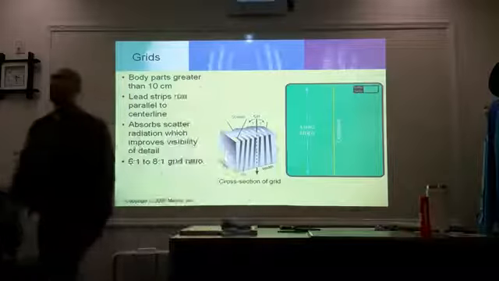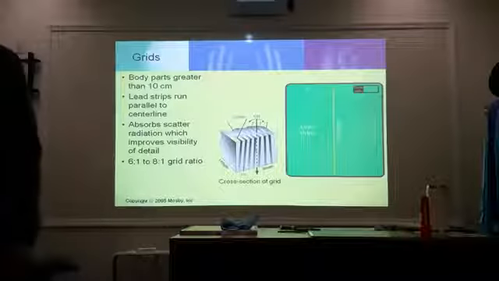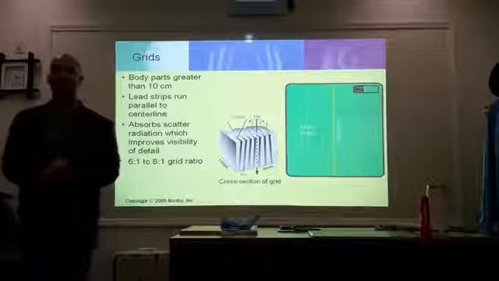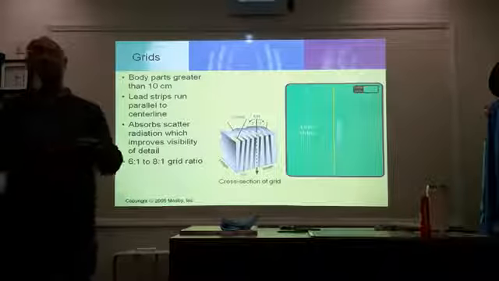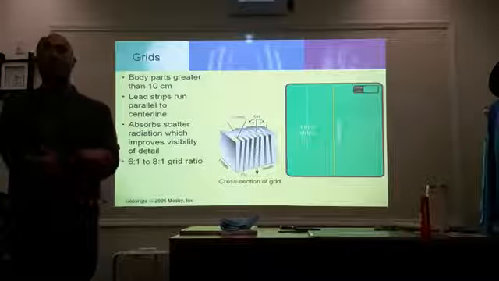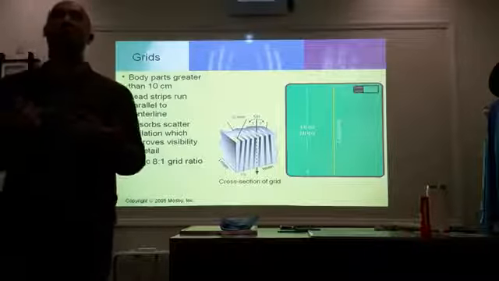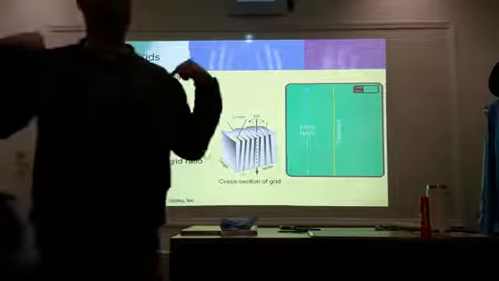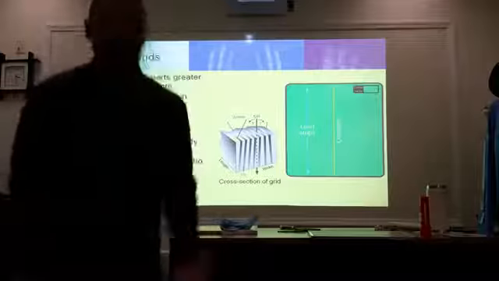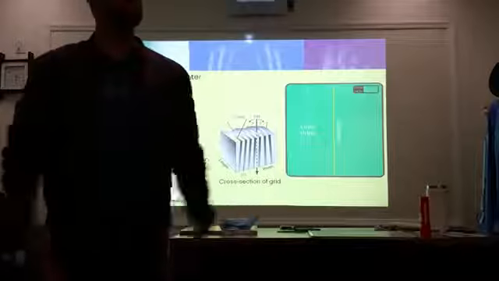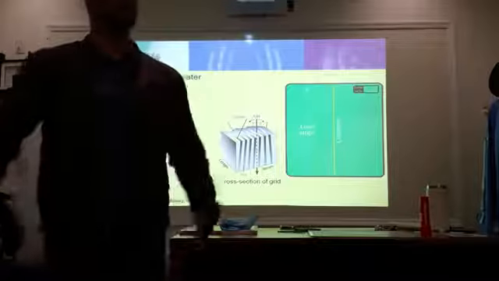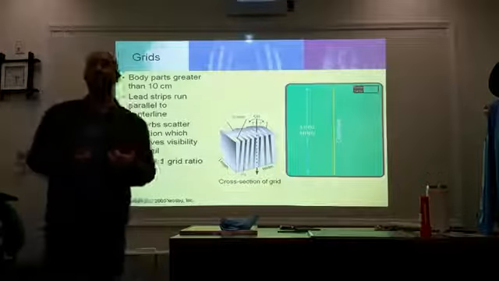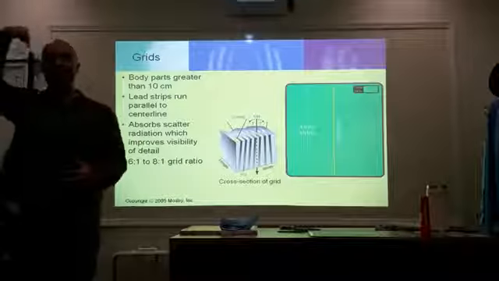Grids are going to be used for body parts greater than 10 centimeters. Remember what I said: the thicker the object, the more dense the object, the more scatter radiation is going to be produced. So we wouldn't be using a grid for our hands, wrists, forearm, or elbow. We're talking about body parts greater than 10 centimeters in thickness, which means from your shoulders all the way down to your knees. Knee, femur, hip, pelvis, lumbar, thoracic, ribs, chest, abdomen, shoulder. You guys following? And then it gets thin right here, but then we get thick again up here.